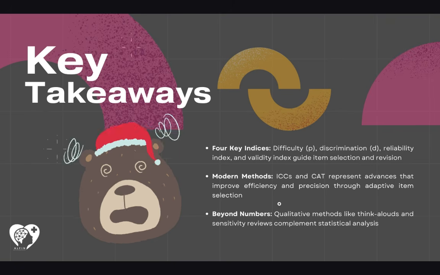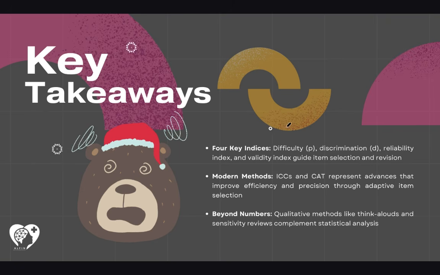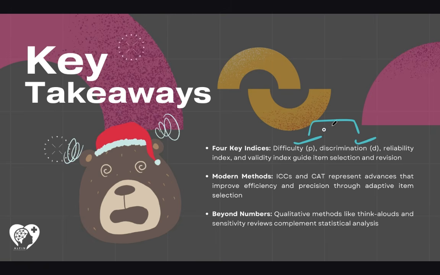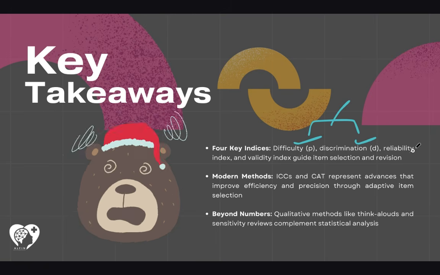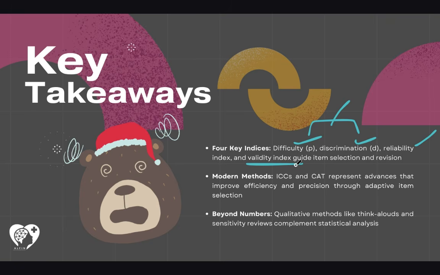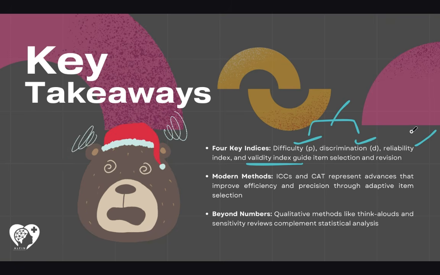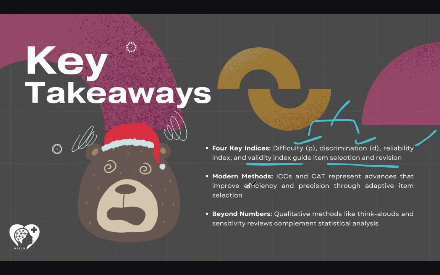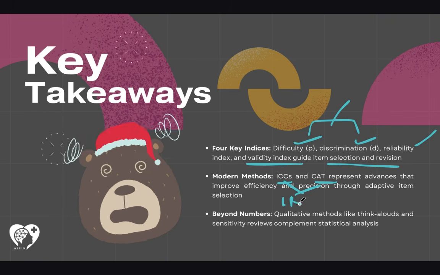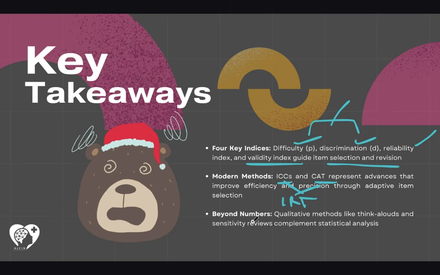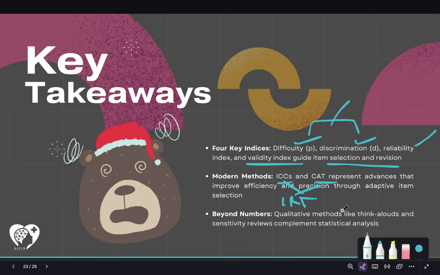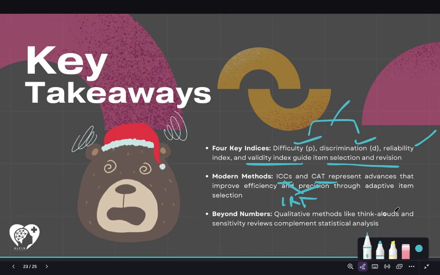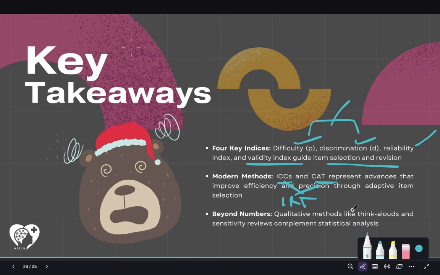In item analysis, we have the item difficulty and item discrimination. And these 2 are usually used for achievement tests or school placement tests. We have the reliability index and validity index of an item, which are commonly used for research. And all these four indices guide item selection and revision. And we have modern methods, the ICCs and the CA. Don't forget the word IRT. And then we have an analysis that's beyond the numbers, which is qualitative methods, think-alouds and sensitivity reviews in terms of the wording of the test, to complement the quantitative methods.